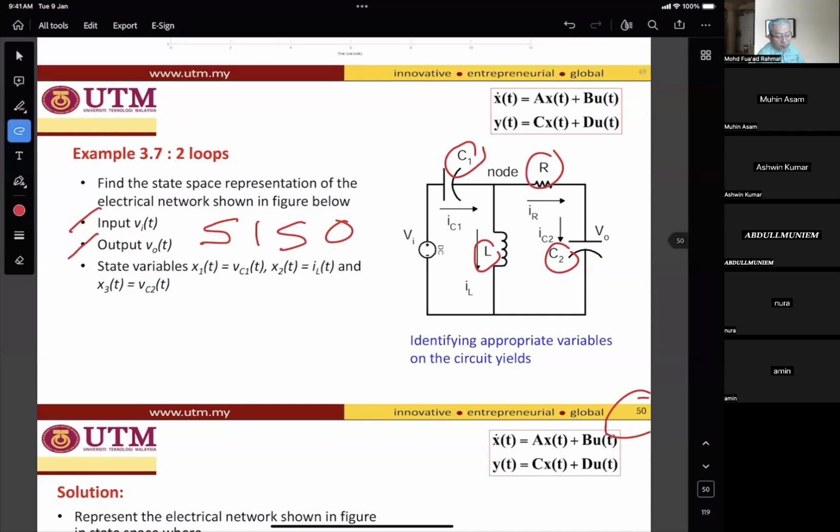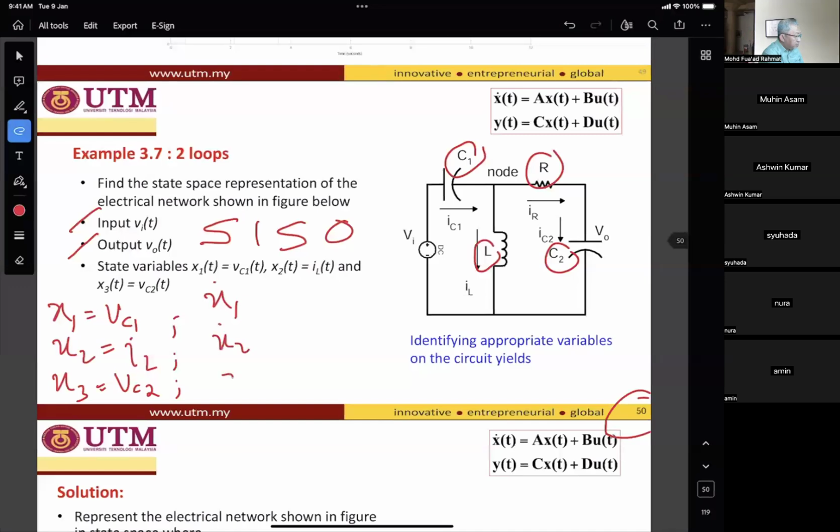Can you name them? VC1(t), IL(t), VC2(t). Can you name the derivative state variables, please? x1 dot equals dVC1 over dt, x2 dot equals dIL over dt, x3 dot equals dVC2 over dt.